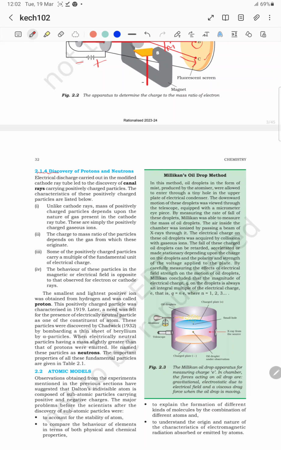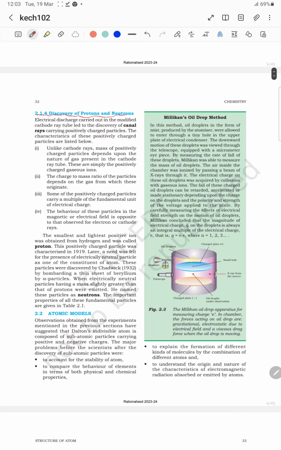Next topic is discovery of protons and neutrons. Electrical discharge carried out in the modified cathode ray tube led to the discovery of canal rays carrying positively charged particles. The characteristics of these positively charged particles are listed below. Unlike cathode rays, the mass of positively charged particles depends upon the nature of gas present in the cathode ray tube. These are simply the positively charged gaseous ions.